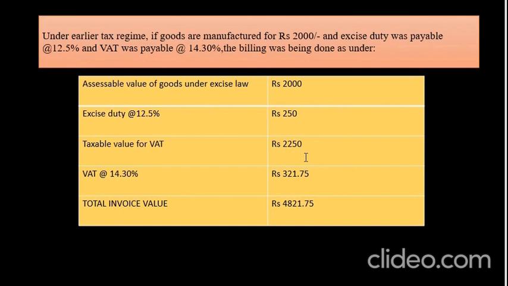So when the distributor buys the product for 2250, he charges VAT to the retailers. The distributor can be considered a wholesaler, where when he is selling the goods to the retailer, he charges VAT at 14.30%, which gives 321.75. So this amount includes the cost plus the distributor or wholesaler's profit plus the value added taxes imposed on it. So the total invoice value where the shopkeeper or retailer buys is at rupees 4821.75.